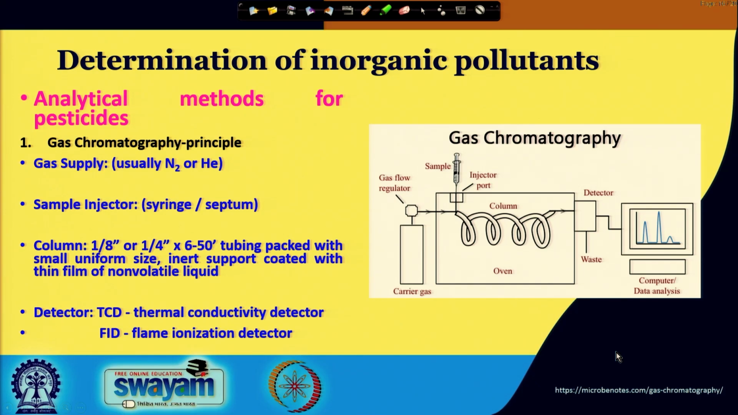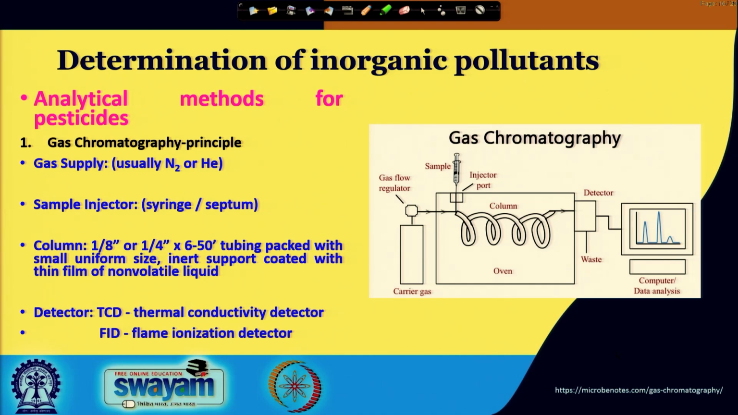Based on this peak analysis you can get an idea about the different components of the analyte mixture. Now, in gas chromatography we usually use nitrogen or helium as the carrier gas. The sample injector is either a syringe or septum, and columns are basically different types of tubing packed with small, uniform-size, inert support coated with a thin film of non-volatile liquid.